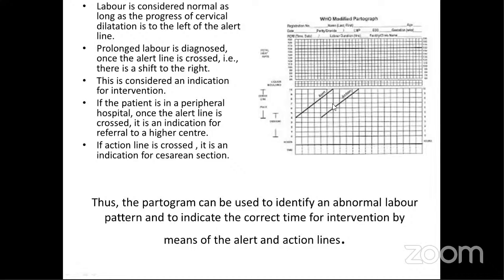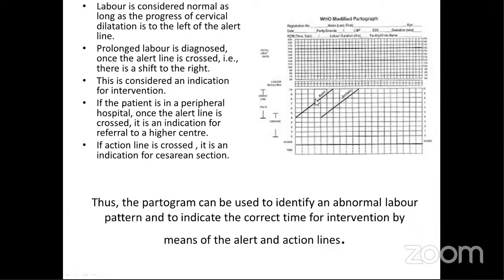So once the cervical graph is crossing the action line, that is the time when you have to immediately intervene, and most of the times the intervention in such cases is usually due to arrest of the cervical dilatation or arrest of the fetal descent, and then you need to do a cesarean section for such a patient. So action line is where you have to immediately act in terms of terminating the labor and doing a cesarean section.